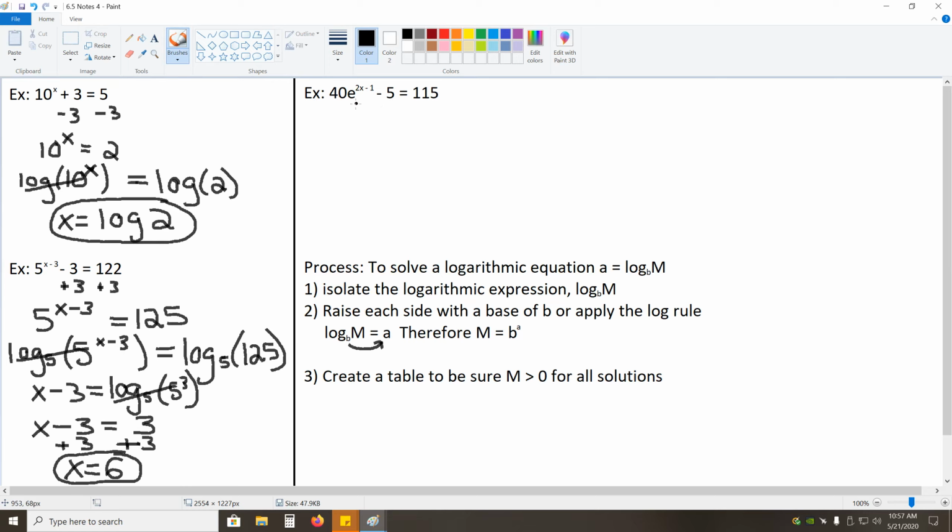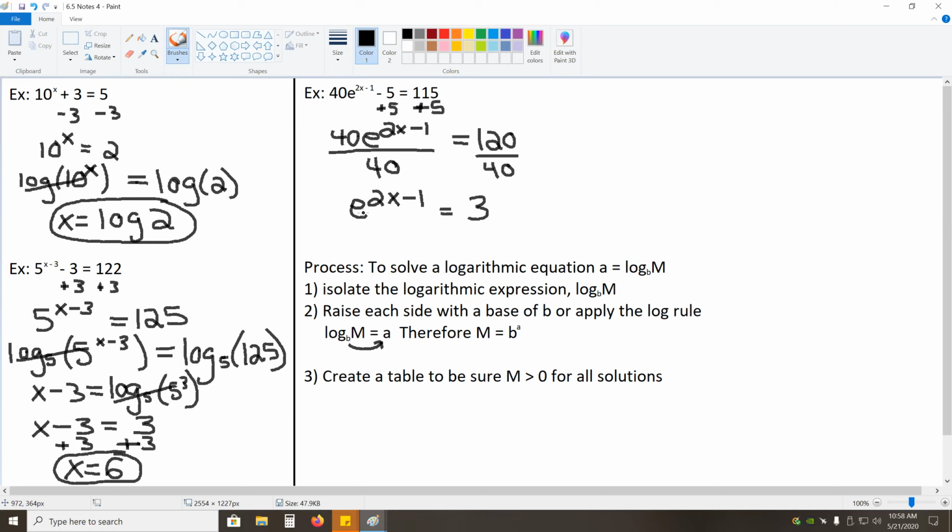Okay, so from here, again, the first thing we need to do is start getting the exponential expression isolated. We'll do that by adding 5 to each side of the equation, which gives us 40e to the 2x minus 1 equals 120. We'll then divide each side by 40 to get that e to the 2x minus 1 by itself. So that gives us e to the 2x minus 1 equals 3.